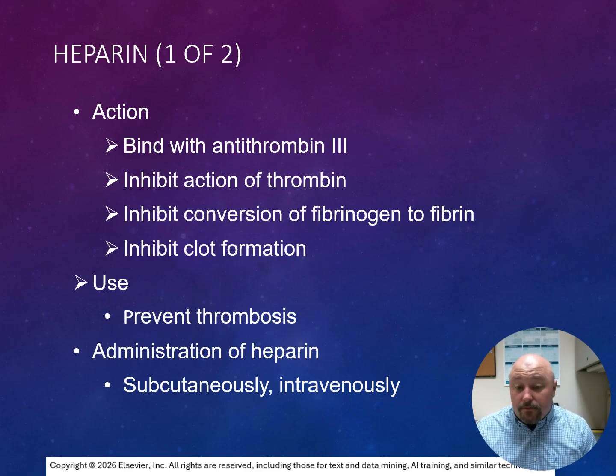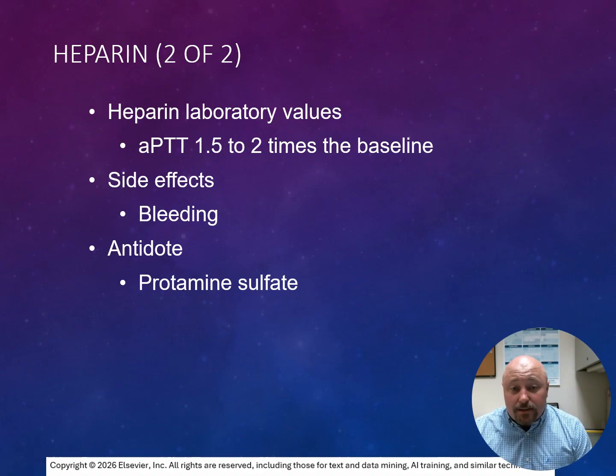Heparin. This is going to be a very common anticoagulant, and it's so common because it has such a rapid effectiveness. It's used to prevent thrombosis. It can be used both subcutaneously as well as intravenously. Heparin is monitored with the laboratory value PTT, and our therapeutic range is going to be 1.5 to 2 times the baseline. Obviously, it's going to have a side effect of bleeding and an antidote of protamine sulfate.